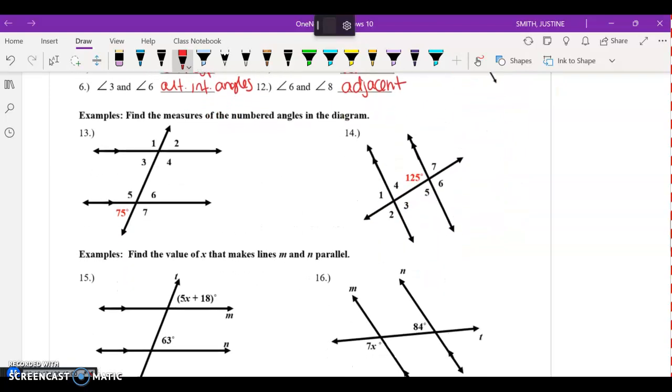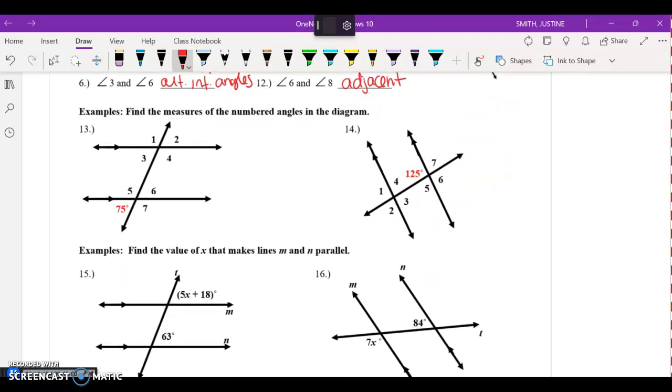Okay, we can also use this to figure out measurements of angles that are missing. So this is: find the measurements of the numbered angles in the diagram. There's a bunch of ways that you can do this. If we start with the 75, we could say angle 6 and 75 are vertical, so this is also going to be 75. Then 6 and 3 are alternate interior, so this is also 75. Then 3 and 2 are vertical, so this is also 75.